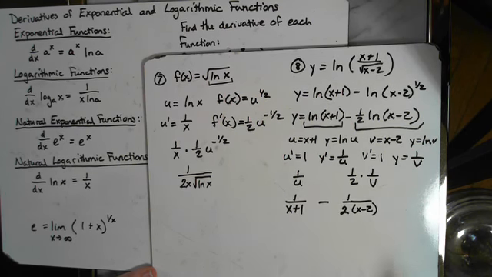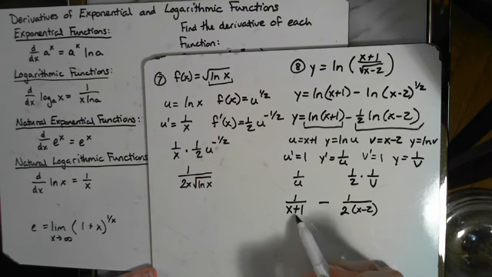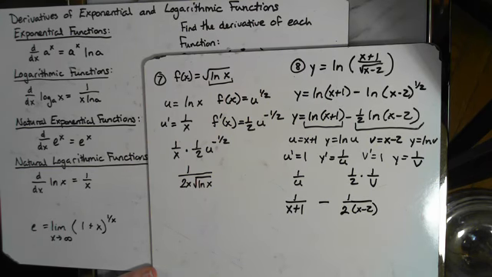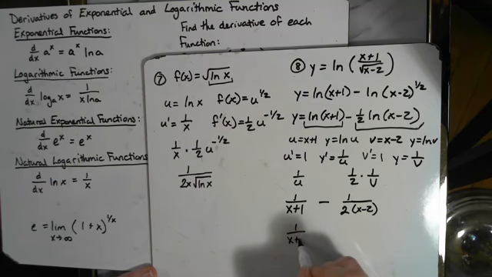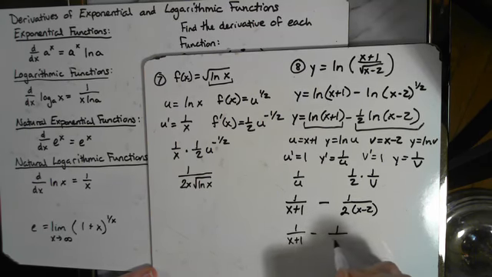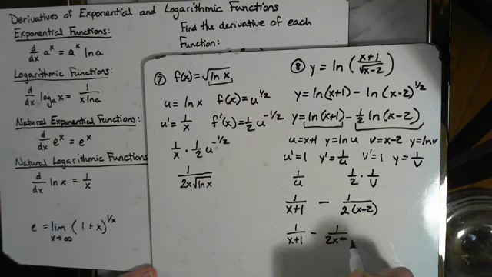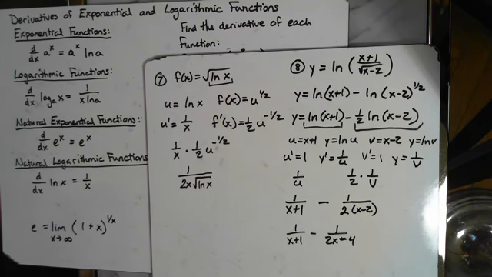And these are subtracted. Now I can distribute in my 2. I can get common denominators and combine my two fractions. Personally, I would just distribute the 2 and just leave it as this. So that is the final answer in this.